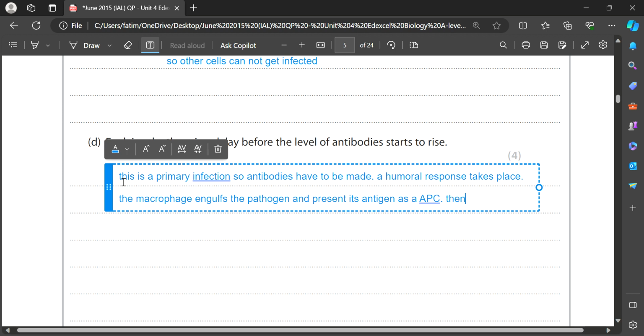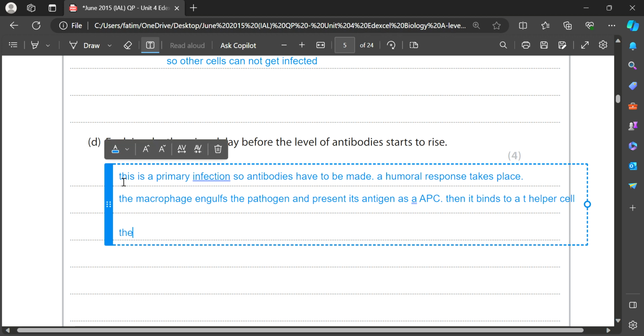So then it binds to a T helper cell and activates to form T killer and T memory cells. Then the T cell binds to complementary.